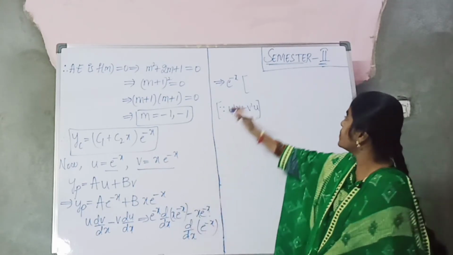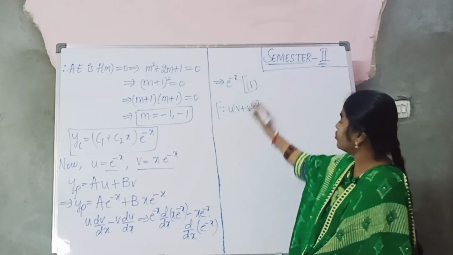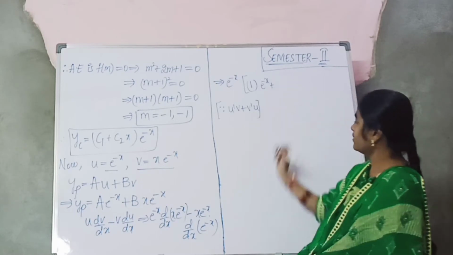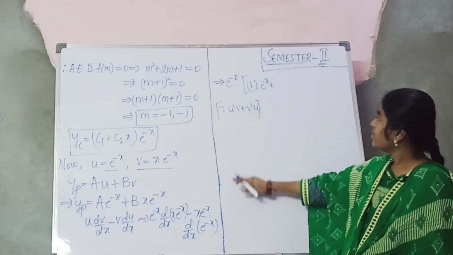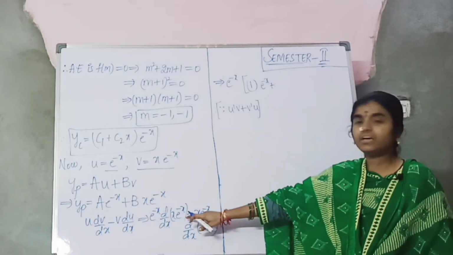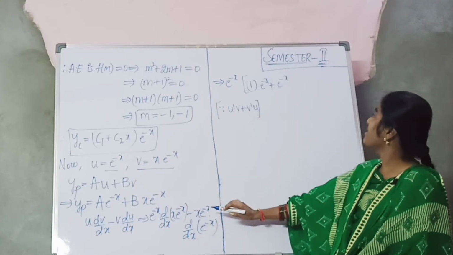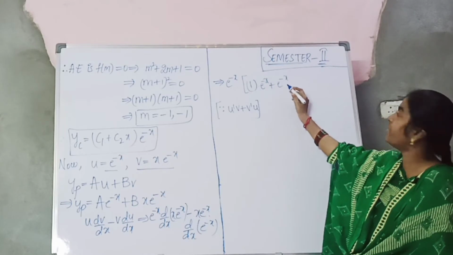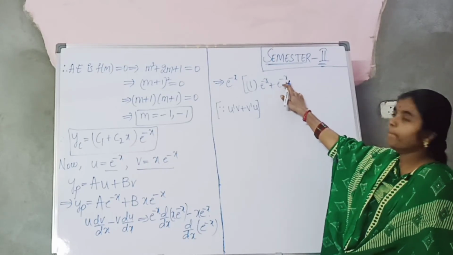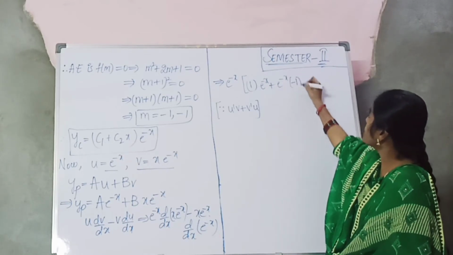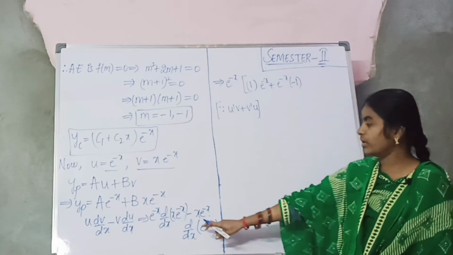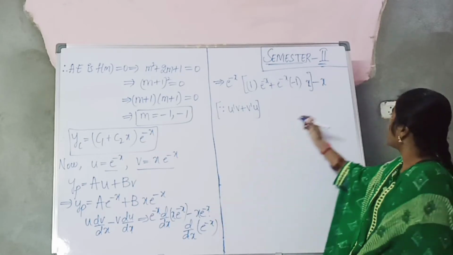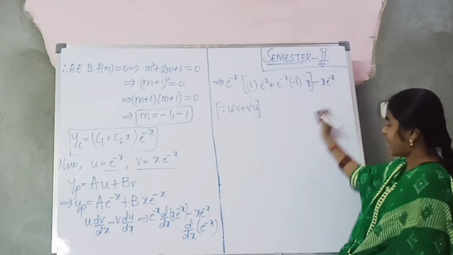Differentiation of x means 1. 1 into v, which is e power minus x, plus u into v dash. Next, what is v here? e power minus x. Differentiation of e power minus x is e power minus x, and we take the inner derivative. The derivative of minus x is minus 1, into u, which is x. So minus x into e power minus x as it is.